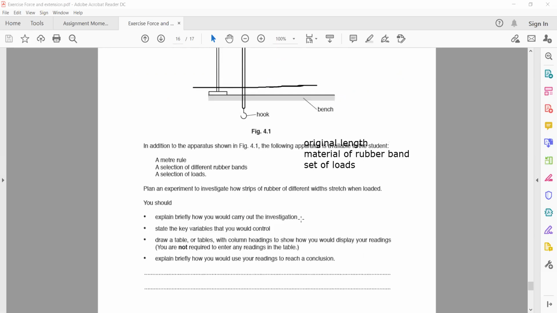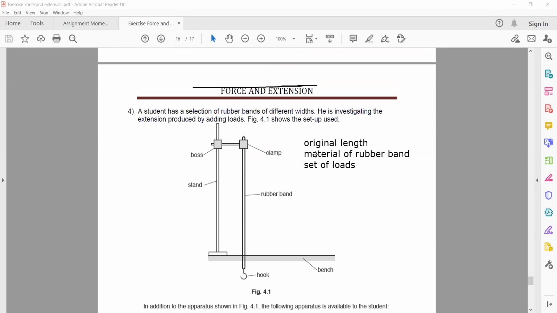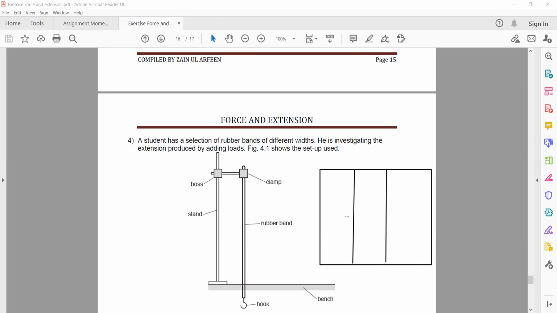Draw a table or tables with column headings, showing how you display your readings. So how do we display our readings? In this experiment, we are measuring the original length and we are calculating. So we add a load. We measure the new length and we calculate the extension. So load, or you can mention force.